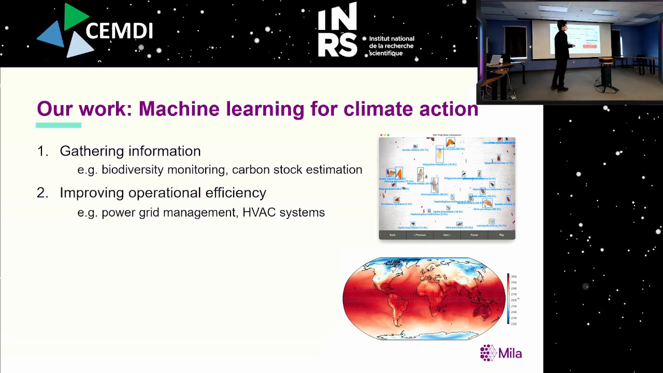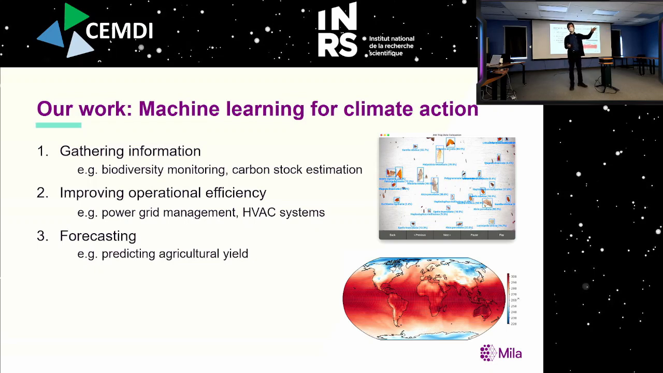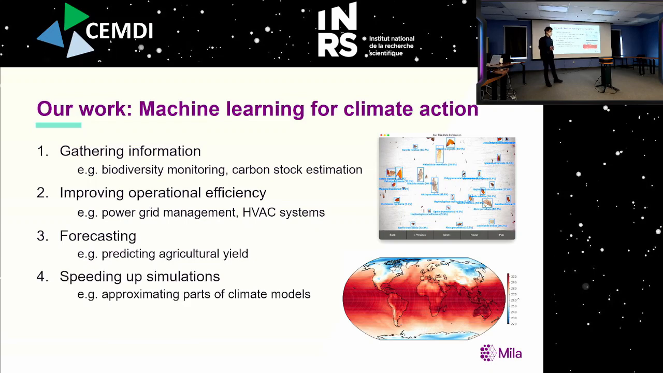Improving operational efficiency. That can take many forms: power grid management, operating electrical grids to waste less energy, or controlling heating and cooling systems in buildings so that they are more efficient, so industrial HVAC systems. Forecasting is another way that we use machine learning to help accelerate climate action, including predicting agricultural yields, so taking satellite images of agricultural land and predicting what the yield is going to be for particular crops to improve food security in a changing climate.